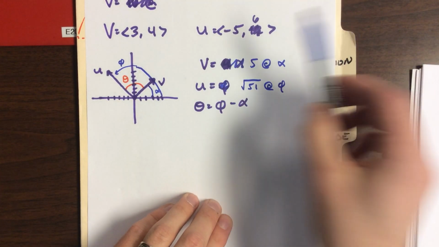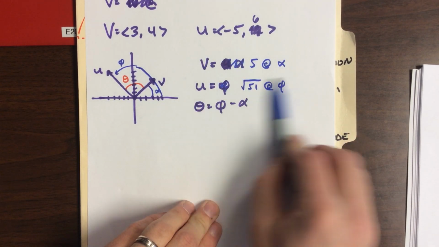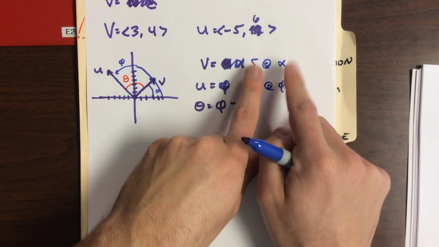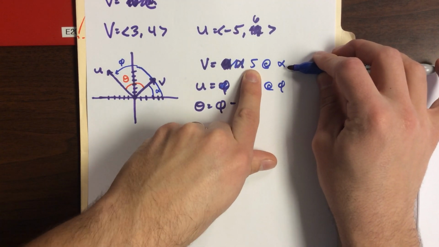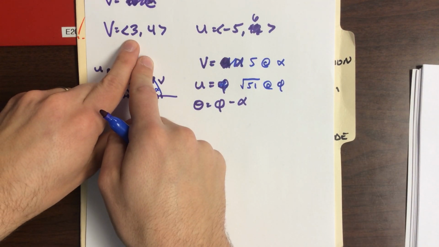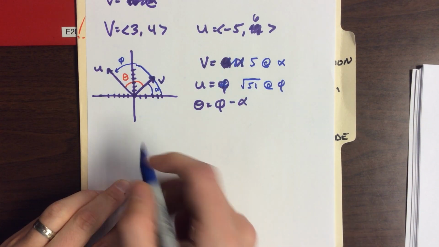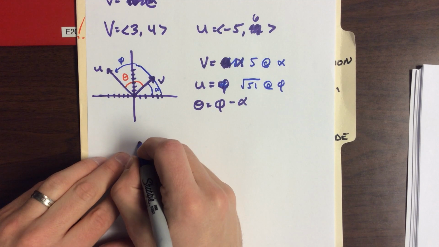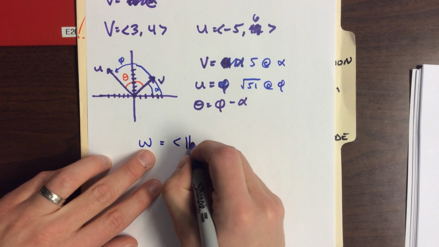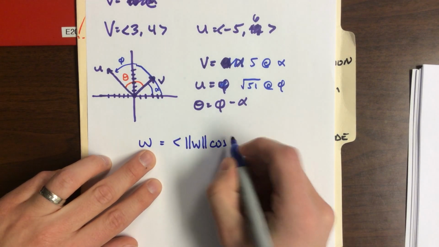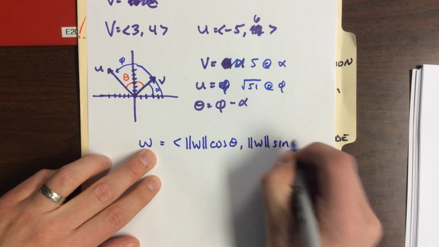If we have magnitude and direction, how do we find the components? Do we remember how to take magnitude and direction and get the components? So when we have some vector, I'm going to use W. That's going to be the magnitude of W times the cosine of the angle, and the magnitude of W times the sine of the angle.